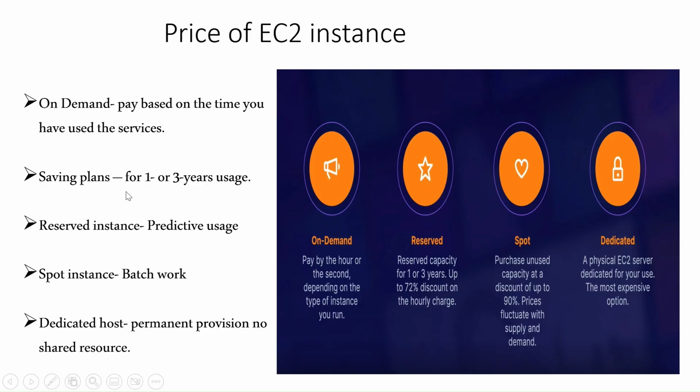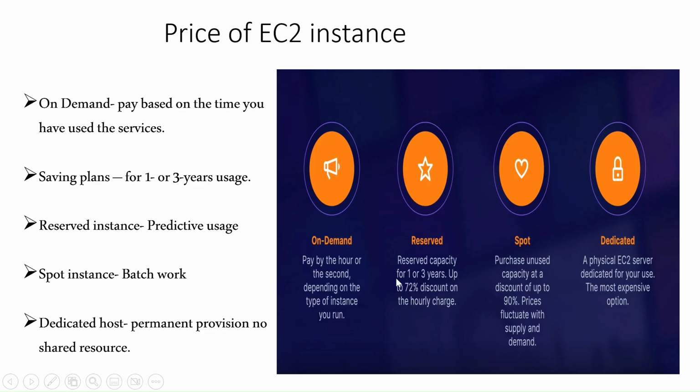Then we have savings plans. Savings plans are used when you know that you need that server for at least some time. Like if you have a prior requirement for 1 to 3 years, in that case you can use a savings plan. So one of the EC2 instance options in the savings plan is the reserved instance.